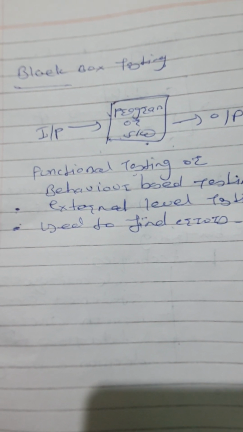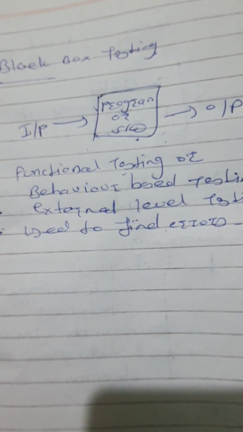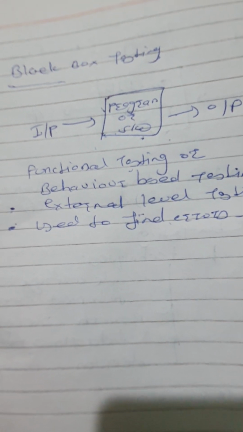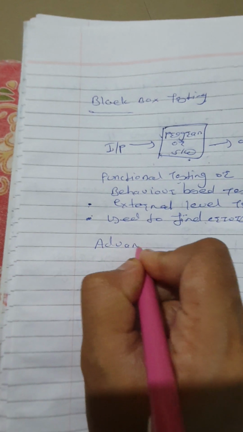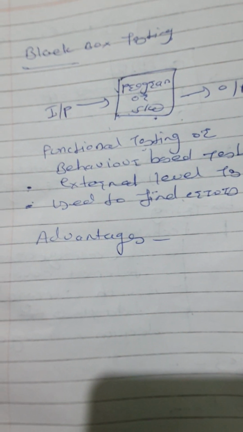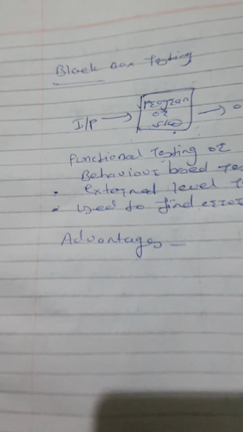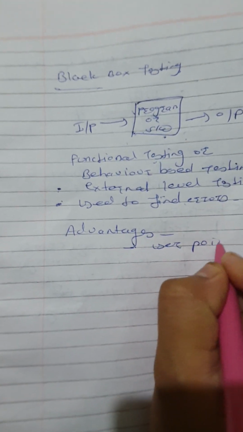So black box testing is used to find errors or missing functions, then performance errors, termination errors, etc. So what are the advantages of black box testing? In black box testing, the first advantage is that black box testing is performed from the user's point of view.